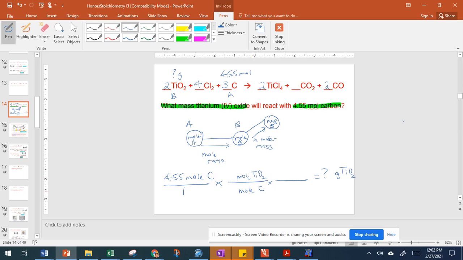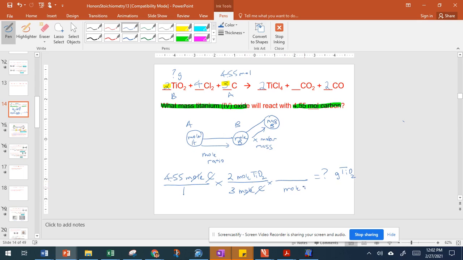So if we look at our balanced equation, we can see that with carbon, there's a 3. So we're going to put a 3 here. And in our balanced equation with titanium 4 oxide, we have a 2. So our numbers are coming from this balanced equation, from this and this. Okay, so now we have moles of titanium 4 oxide. We've gone from moles of A to moles of B. The moles cancel out, carbon cancels out, and now we're left, like I said, with titanium 4 oxide. Okay, so our next conversion factor, the denominator should match up with what we have here.